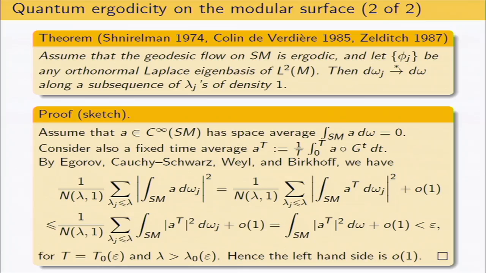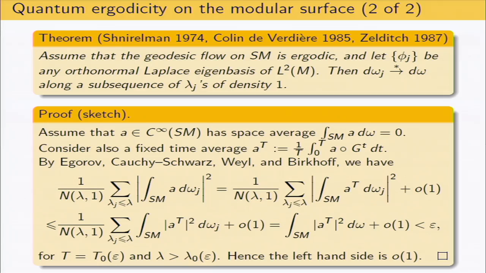And at this point, we need to bring in the ergodicity of the geodesic flow. So let's consider a fixed time average of our symbol. So we flow by the geodesic flow, and we average these flown values. So we take a time average. Now, ergodicity connects the time averages with the space averages. That's the idea of the proof. Let's look at the average of the squares of the integrals we are interested in.